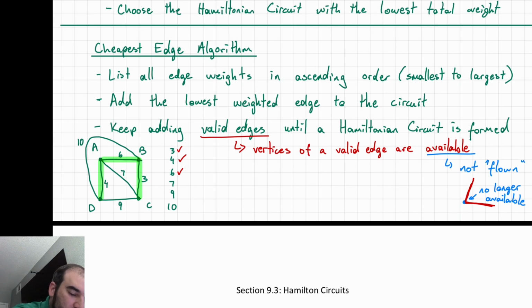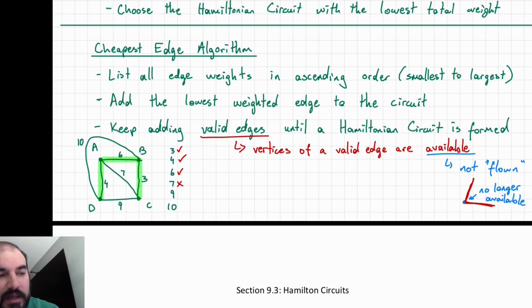So when I go look at the edge with a weight of 7, now we're considering this one. While C is an available vertex, A is not available to use. So we would say, nope, we're not going to use that 7, because that would add too many edges touching A.